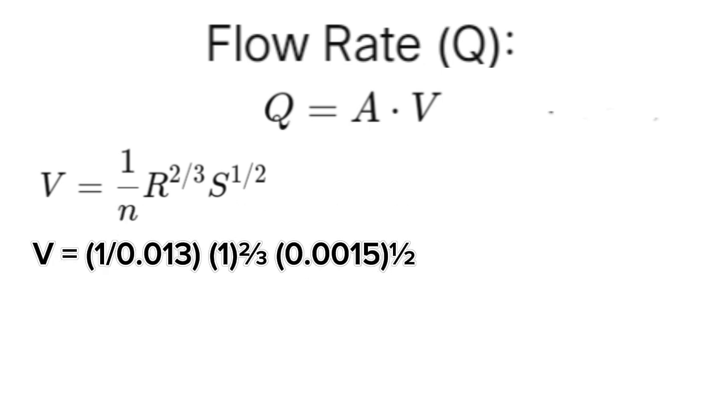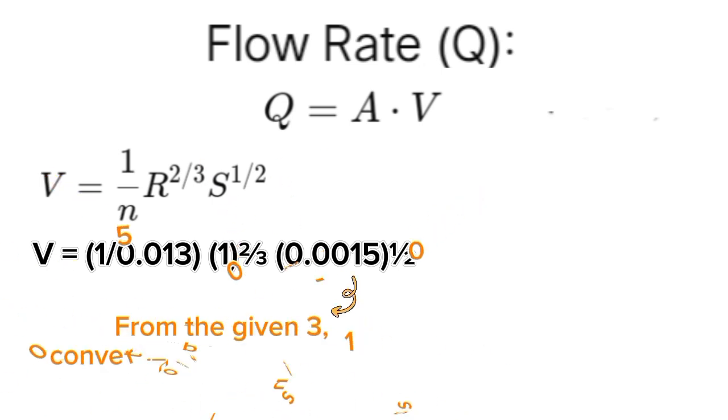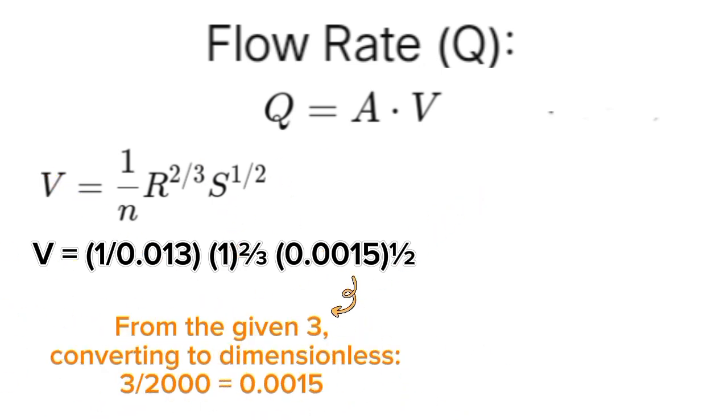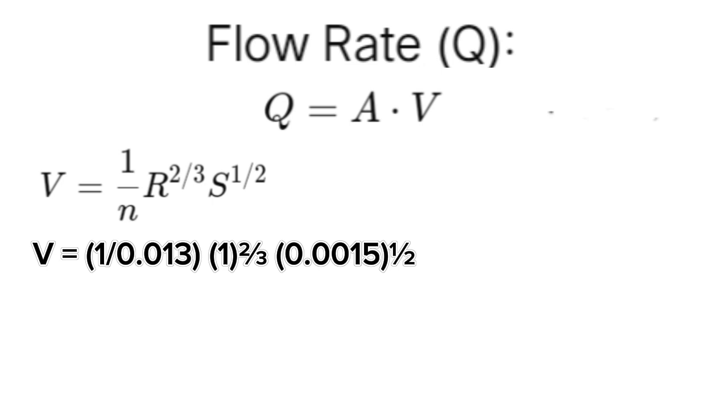So plugging in the values, we have V equal to 1 over 0.013, and this is a given, multiplying by our radius 1 to the power of 2/3, and also our slope, which is 0.0015 to the power of 1/2. From the given slope of 3, we converted it into a dimensionless value. Since the slope is said to be 3 meters per 2 kilometers, we need to divide this by 2,000. And we have now 0.0015. That's why we have the value of our S, which is 0.0015. Now, we need to compute each part.